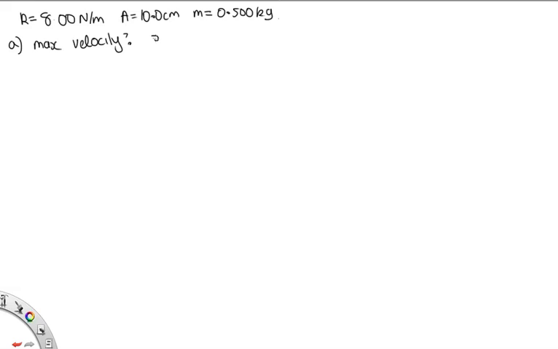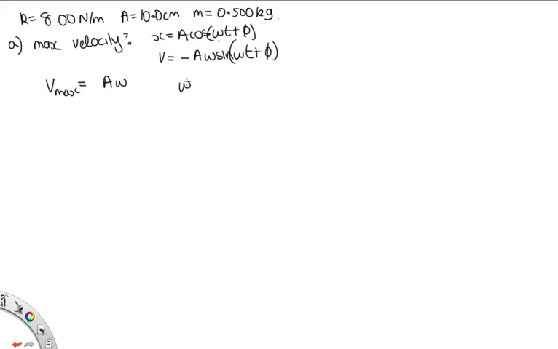Now we've seen that x is equal to A cos(omega t plus phi), and that v is equal to minus A omega sine(omega t plus phi). Now this is going to have its maximum value when sine(omega t plus phi) is equal to minus 1. So our maximum value for v is going to be A omega. So we need to know what omega is.